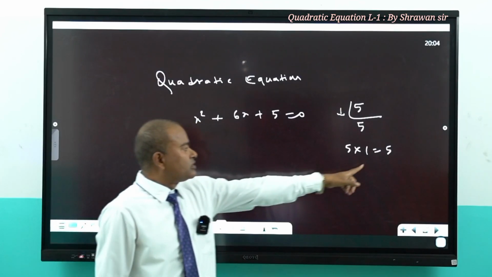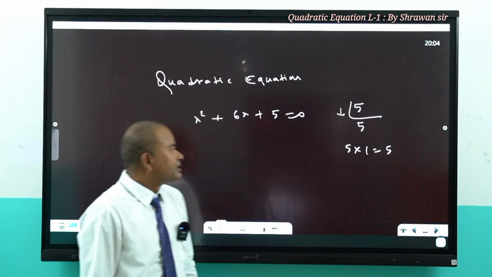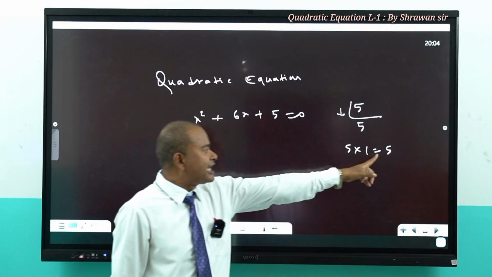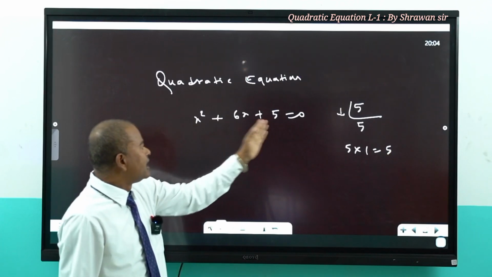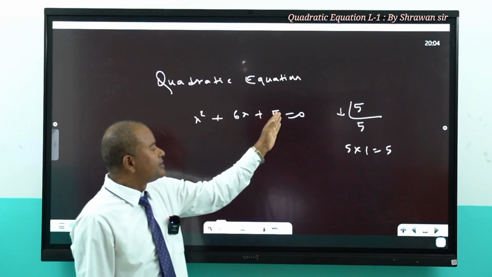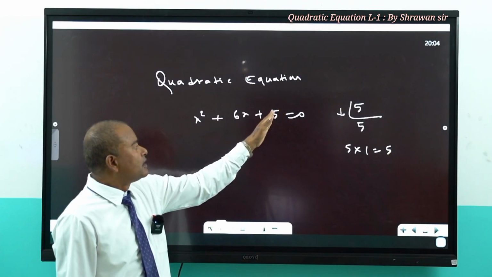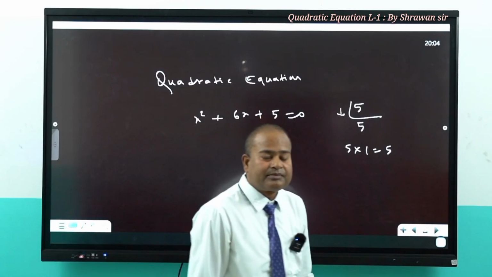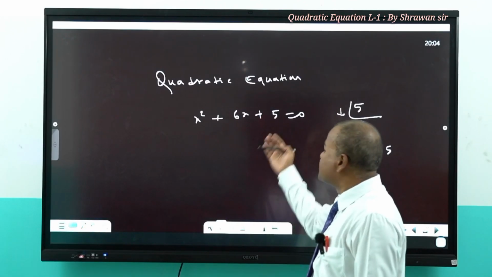So the product should be equal to the product of the first and last number, and then we have to look at the sign of the product. Or simply, if the first term is positive, then we have to look at the sign of the last term, that is the constant. So the constant term is positive.